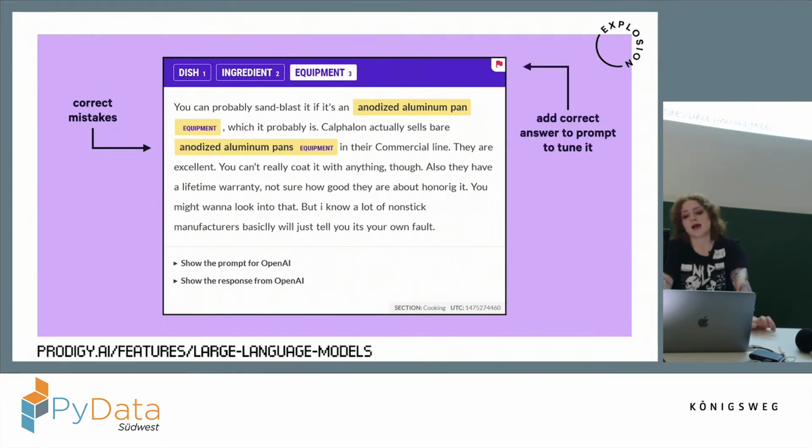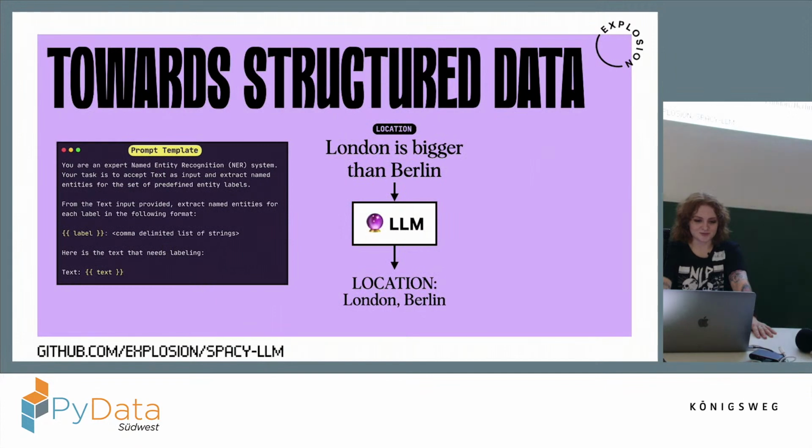And you can also add correct answers to the prompt to tune it. If you have specific things where you feel like, hey, the model keeps making mistakes, so it's something weird in my domain, you can include it in the prompt and hopefully get better predictions, or not, and then you kind of have to go back and include more examples.